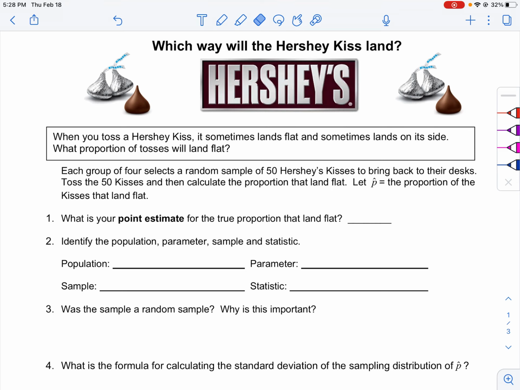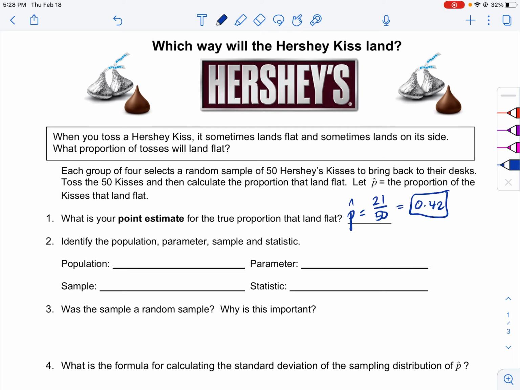I also did mine, and I'm going to be using the one I have. I tossed 50 kisses, and 21 of them landed flat, and that is 0.42. So 42% of the kisses in my sample of 50 landed flat. If you do it on your own, yours might be higher than 0.42, it might be lower than 0.42, or it might be 0.42. We don't know, right? The idea is that what I have right now is a sample.